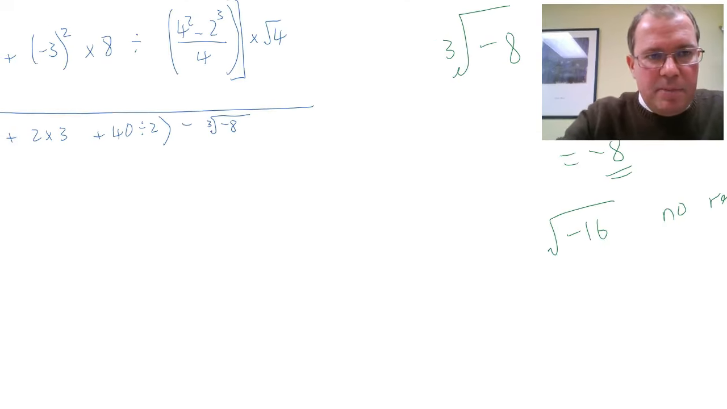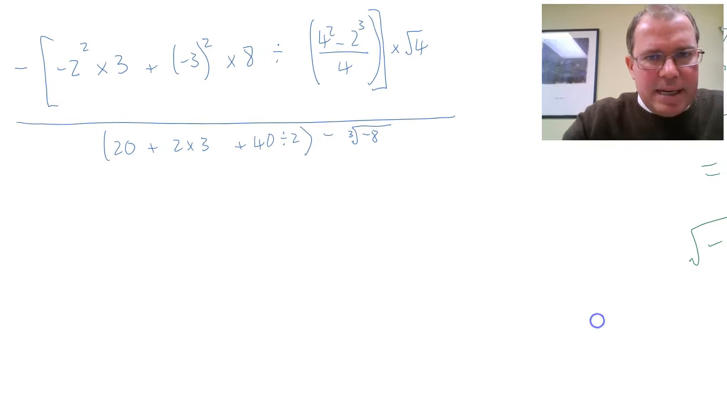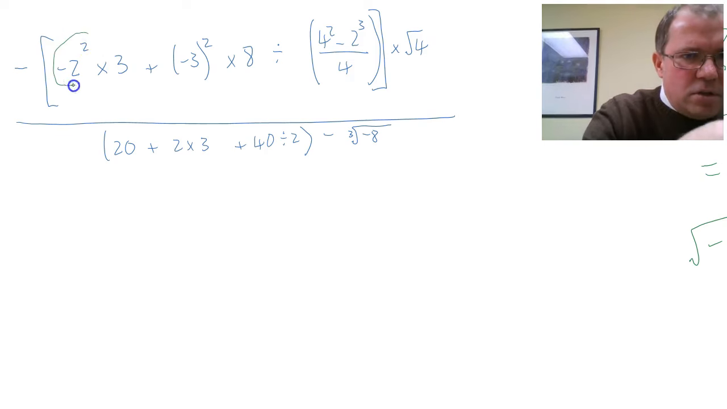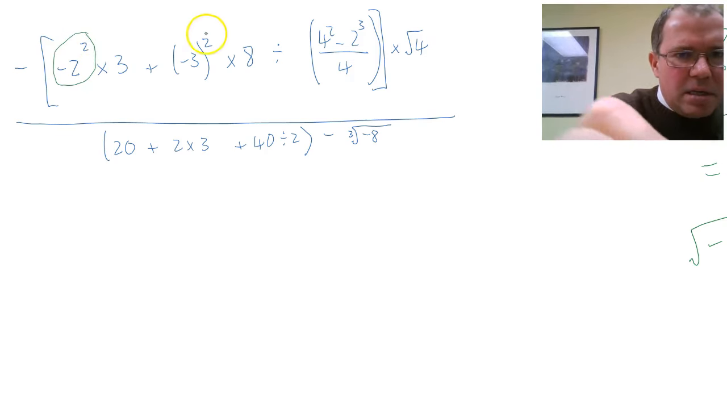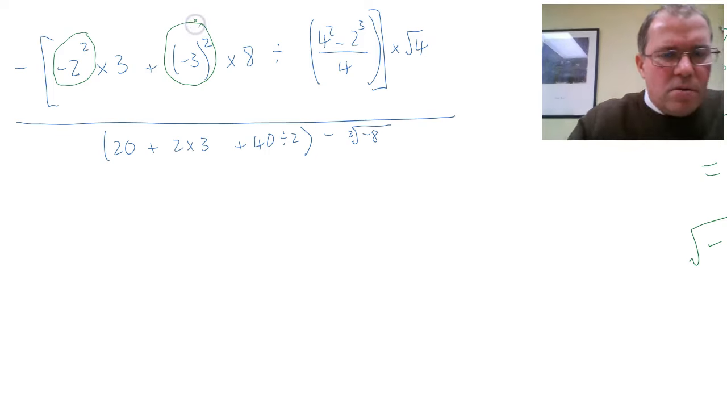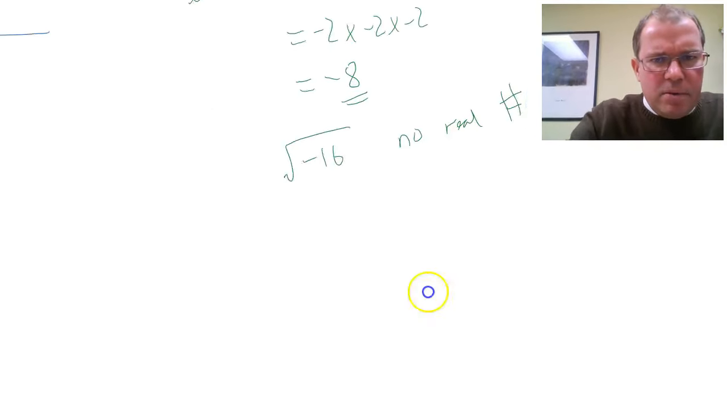Okay, let's go back to our problem and have a look at it. Is there anything else in there that maybe we're not sure about? This often causes a lot of confusion. What does -2 squared mean? And what does -3 all squared mean? So let's have a chat about that before we move on.